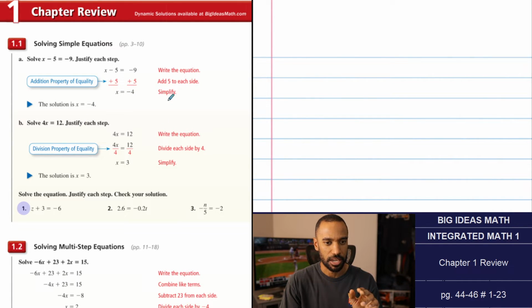Now they're writing justifications on the side, but they're also writing them in red. For me, that writing in red, not that I need to write in red, but what I write in red is my call to action for justification of each step.